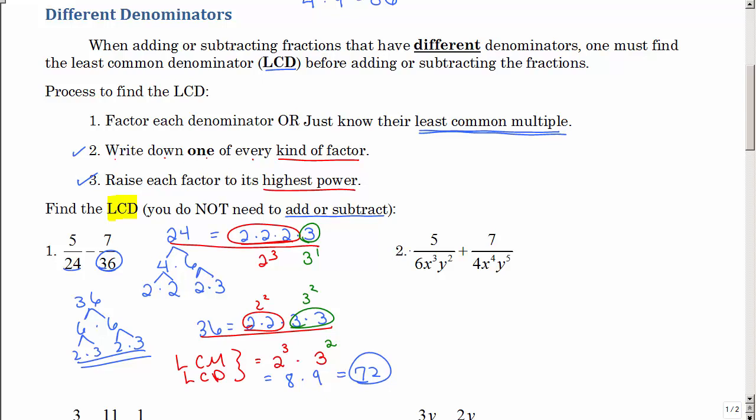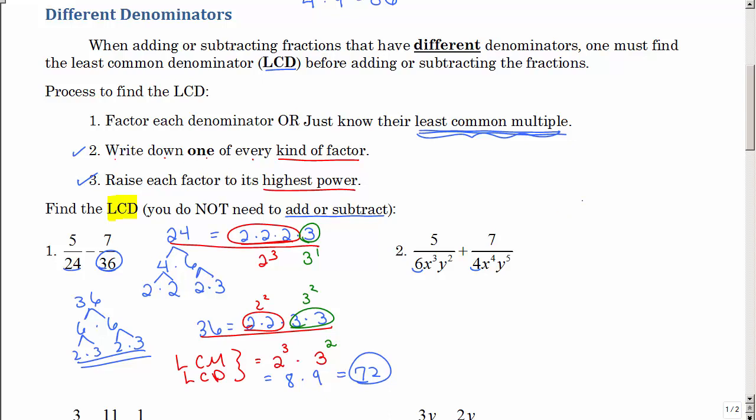Now let's talk about some letters. Variables. You can't really find a least common multiple of a variable as easily as you could numbers. Just a little bit different. But we can proceed. So first of all, let's look at those numbers. Do you know the least common multiple of 6 and 4? Think about it.